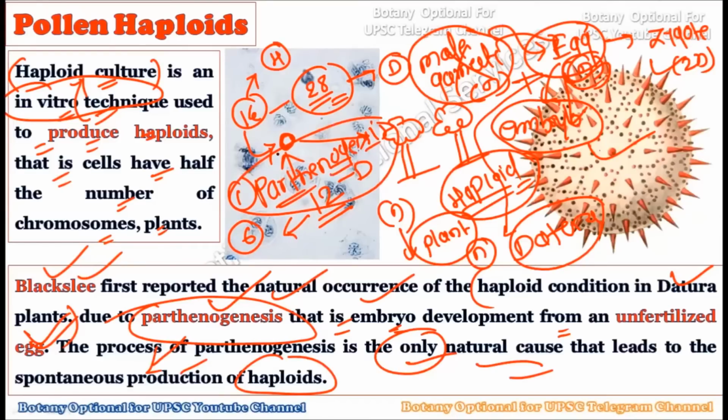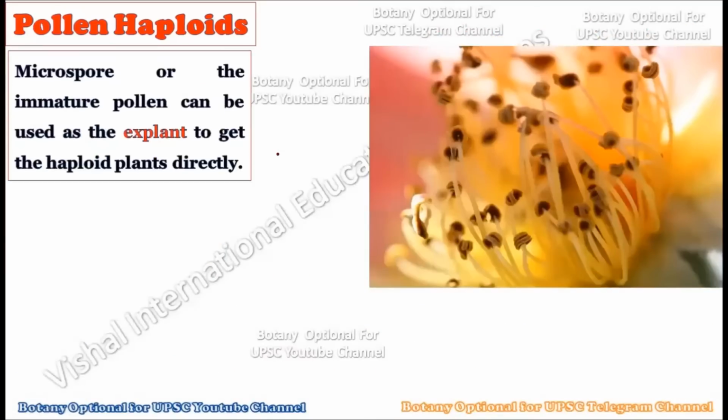While on the other hand, if you want to do it artificially, plant tissue culture is the only technique, okay? So the haploid culture we are doing in the plant tissue culture lab is a totally artificial way of creating haploid plants. On the other hand, the one and only natural way through which haploid plants are created is parthenogenesis, and Dhatura is a very good example of it, okay? Now consider the pollen culture, okay?